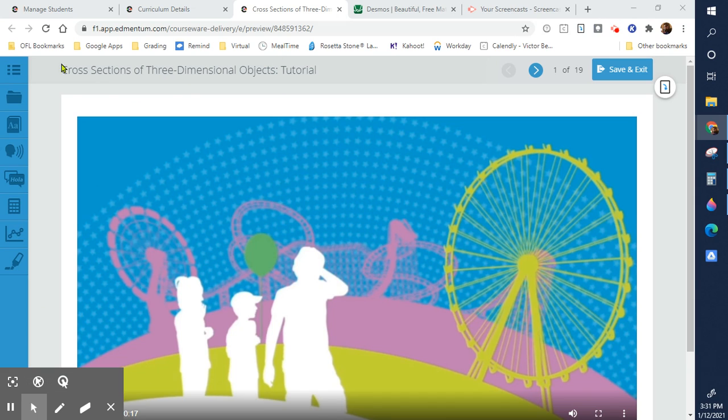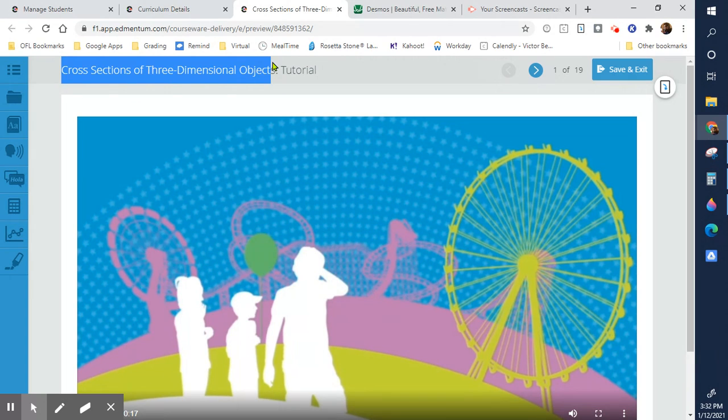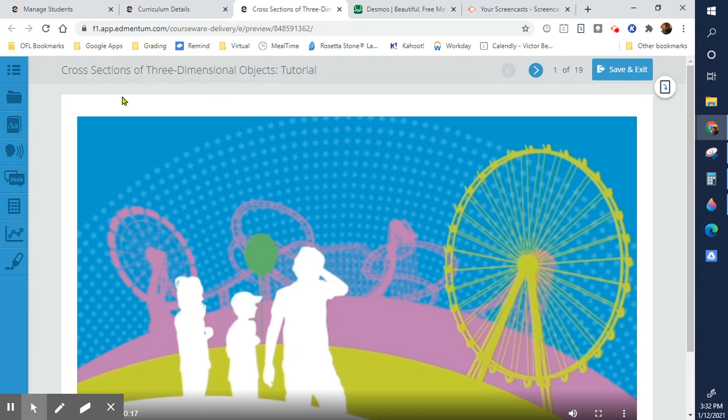All right, so this one is going to be talking about cross sections of three-dimensional objects. A cross section is basically a 2D picture of an object. For example, a lot of times we think of a prism. Let's talk about a rectangular prism.